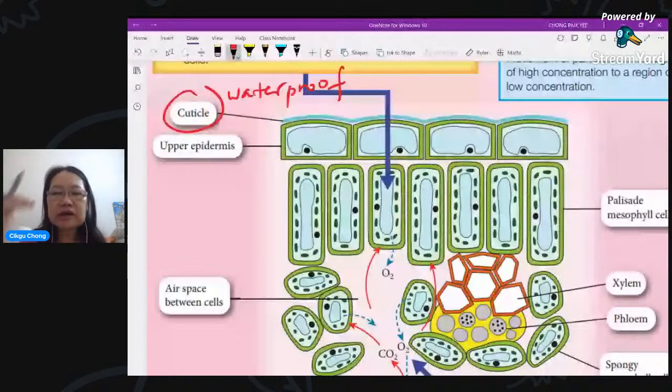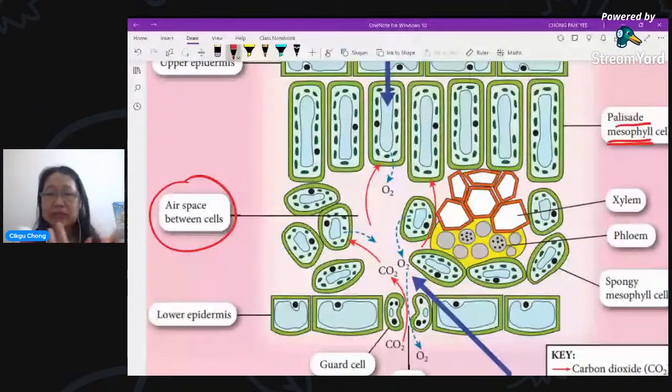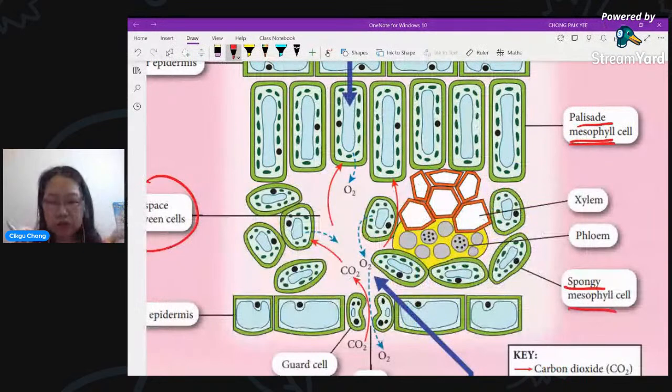Palisade mesophyll. Now, after one layer of that, you go down lower to the leaf, you'll find a lot of empty space. This is called the air space between the cells, which allows the gases to go in and go out. These cells are called spongy mesophyll. This is something like palisade mesophyll, but they are not rectangular. They are more rounded, not so geometric in shape, and quite loosely packed. There's a lot of space there, and it's good because it allows the gases to move in and out. If it's too packed, there's no space for the oxygen and carbon dioxide to move in.